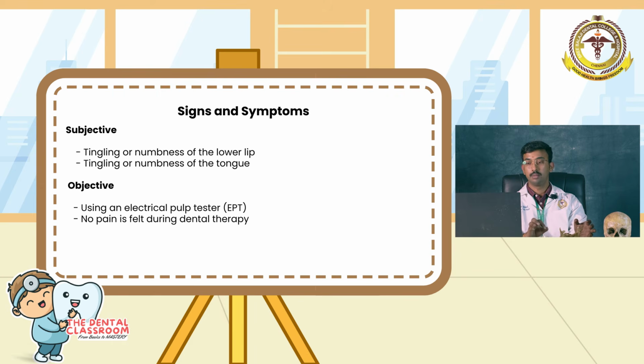The subjective symptoms include the patient might report a tingling sensation or anesthesia or swelling-like feeling over part of the lower lip on the side where the injection has been given, or tingling or numbness over the part of the tongue where the injection has been given. Objectively, we can check the effectiveness of the anesthesia by using an electric pulse tester, and while doing the procedure, the patient won't feel any pain during any invasiveness.